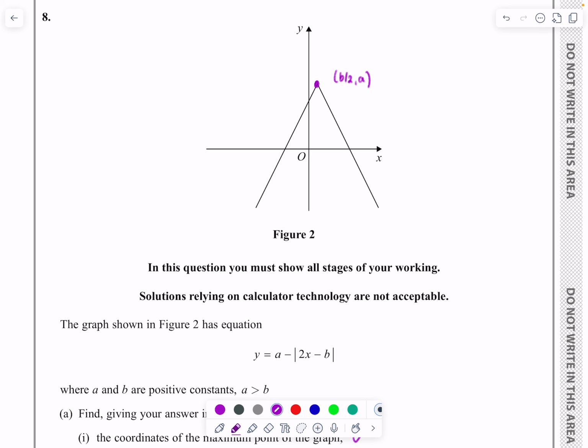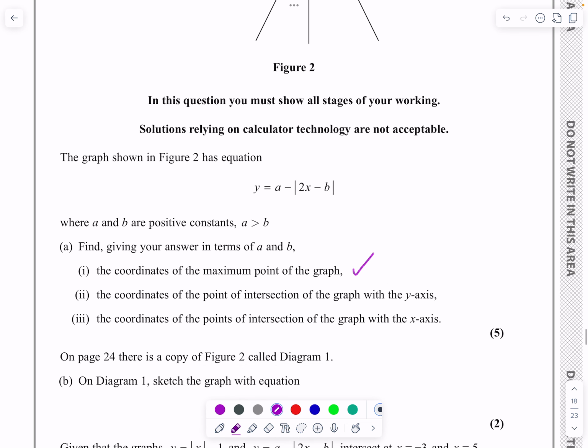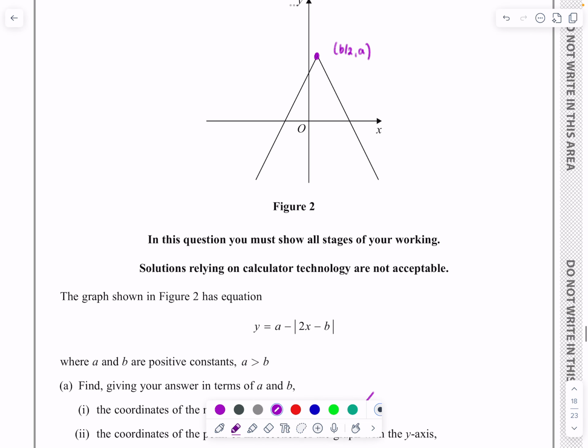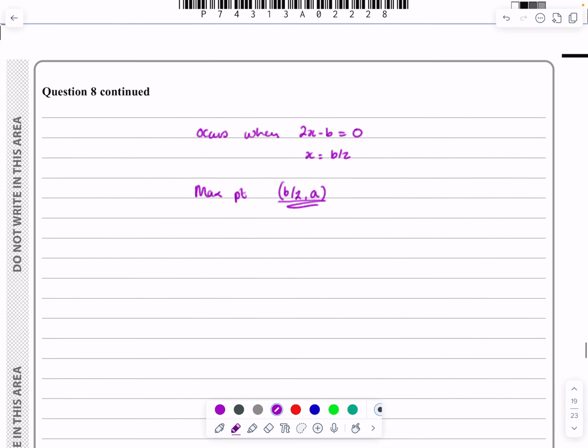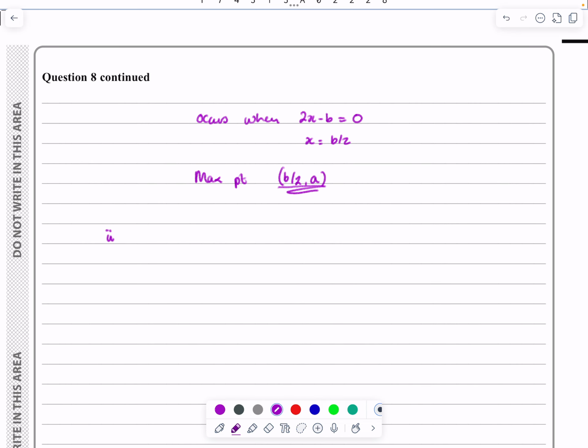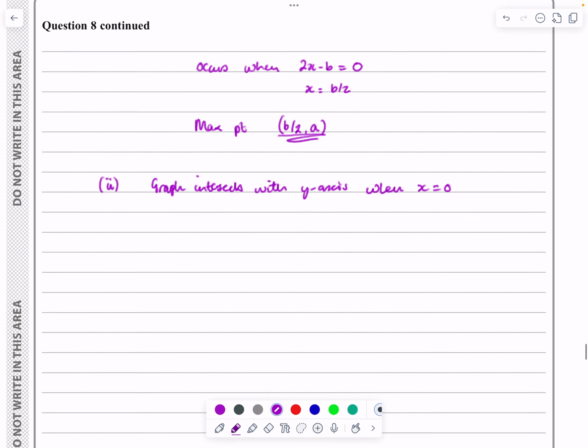is that point there. Second one then says, can we find the coordinates of the point of intersection with the y-axis? So that's this point here now, and it's going to intersect with the y-axis when x equals 0, isn't it? So part 2, the graph intersects with the y-axis when x equals 0.